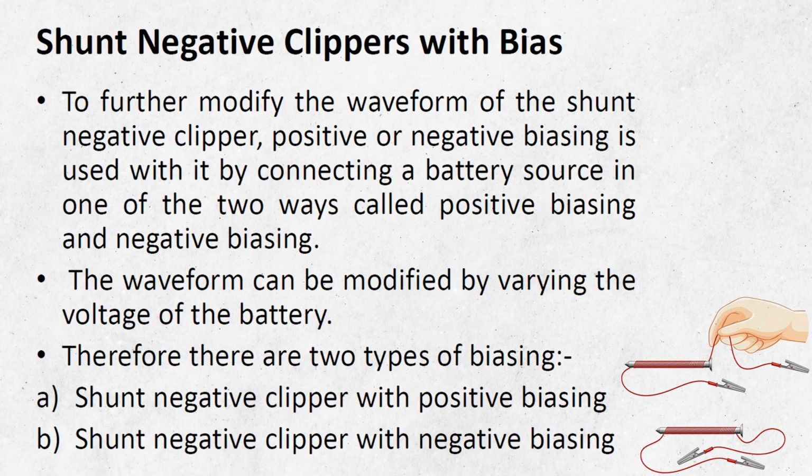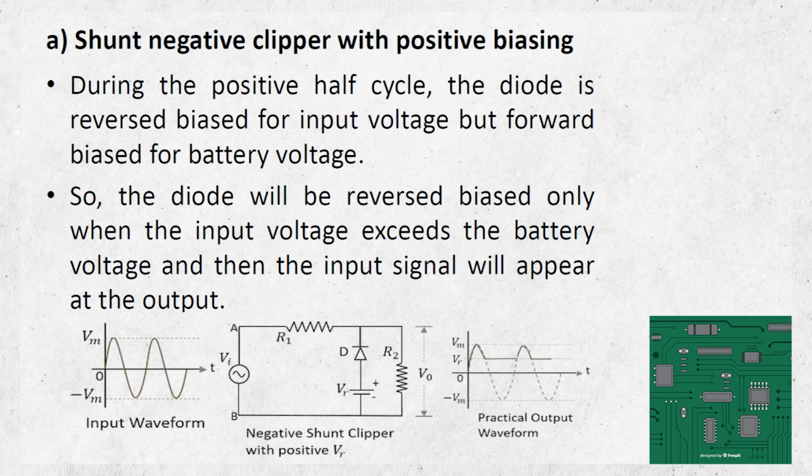Shunt negative clippers with biasing. To further modify the waveform of the shunt negative clipper, positive or negative biasing is used with it by connecting a battery source in one of two ways, called positive biasing and negative biasing. The waveform can be modified by varying the voltage of the battery. Therefore, again there will be two types of biasing, that is, shunt negative clipper with positive biasing and shunt negative clipper with negative biasing. So, let us see first the shunt negative clipper with positive biasing.